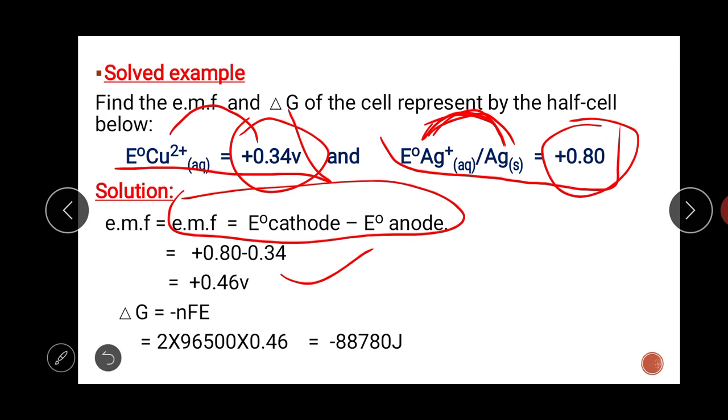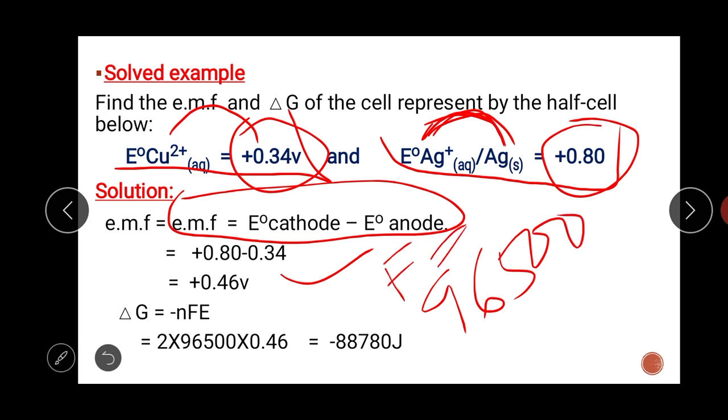Delta G is minus nFE. Don't forget the constant F is 96,500. That is the F, the Faraday constant, 96,500. That is the constant. And don't forget, we have gotten our EMF to be 0.46. But we say minus n, the number of moles.